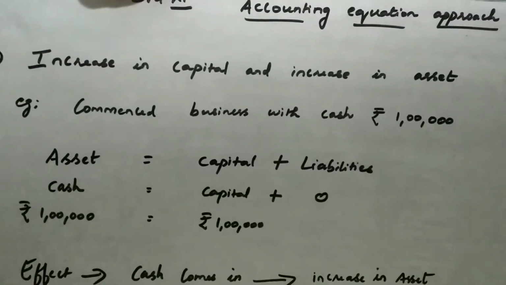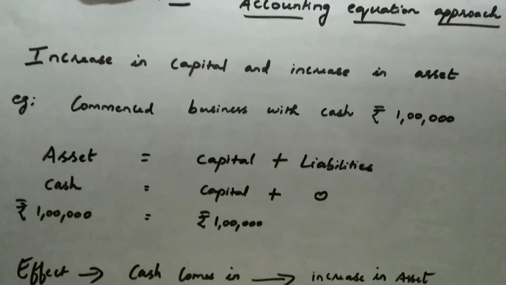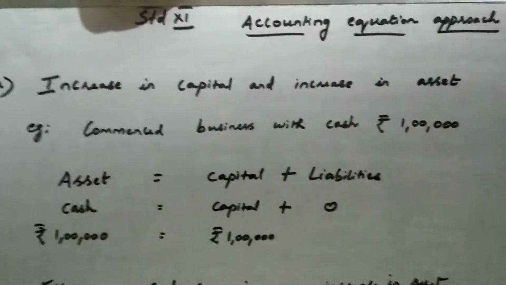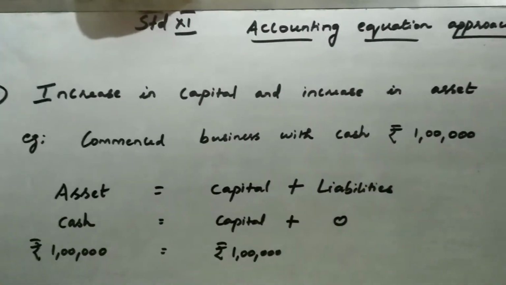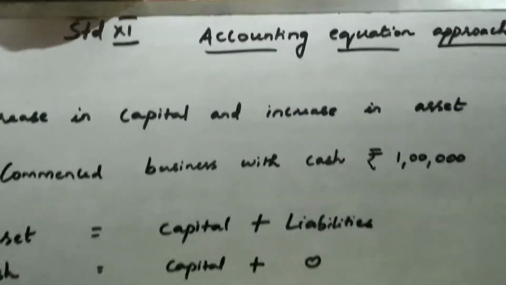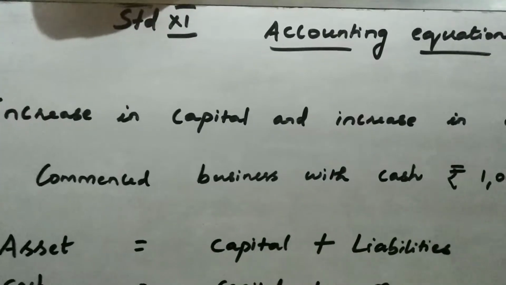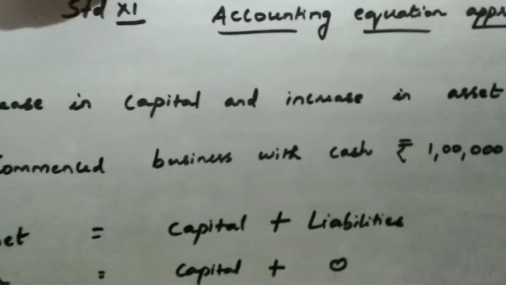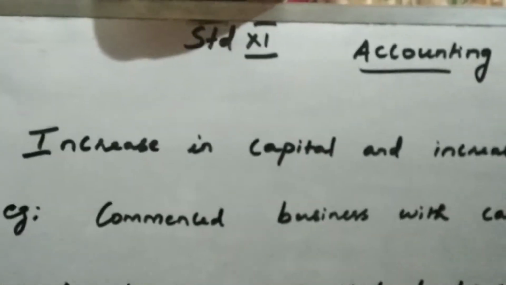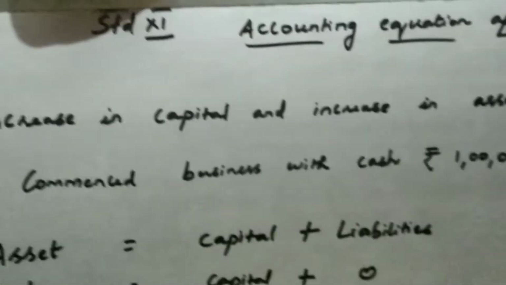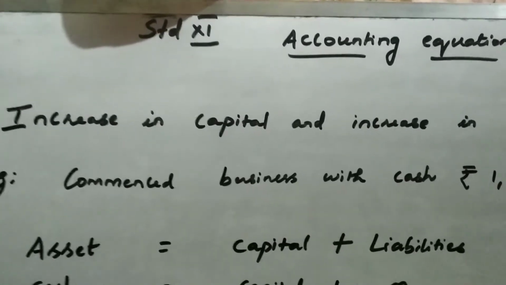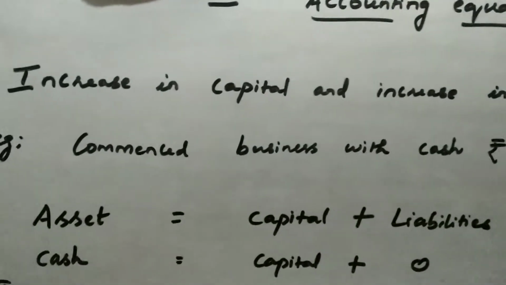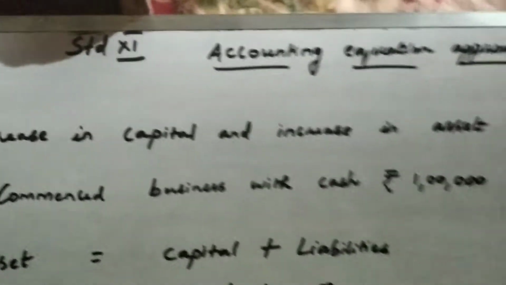In the previous class we saw what an accounting equation is. We saw that assets is equal to capital plus liabilities, right? Now we are moving deeper: how to record a transaction using the accounting equation approach. Let us first take an increase in capital and an increase in asset. Let us think about such a situation.